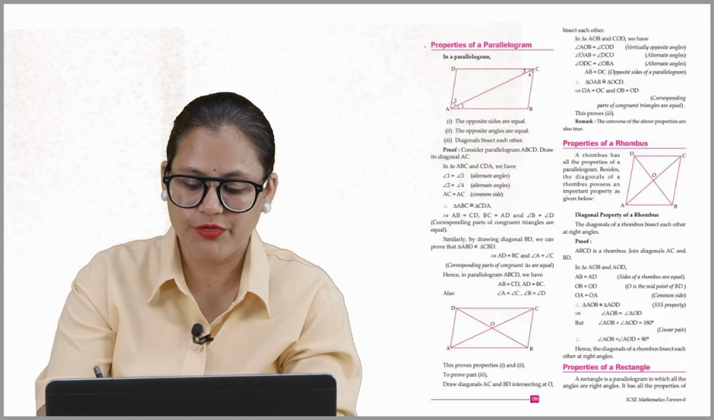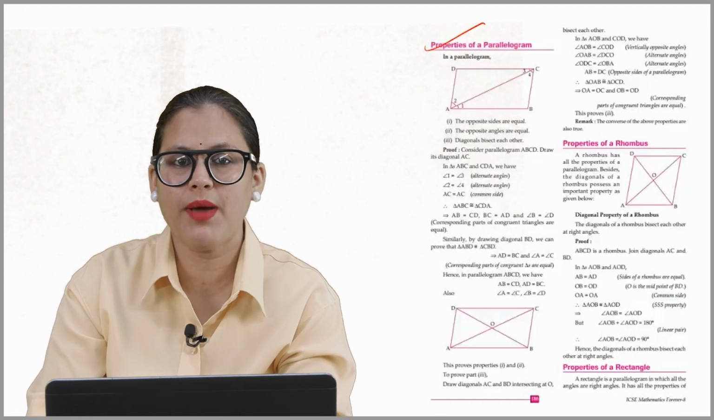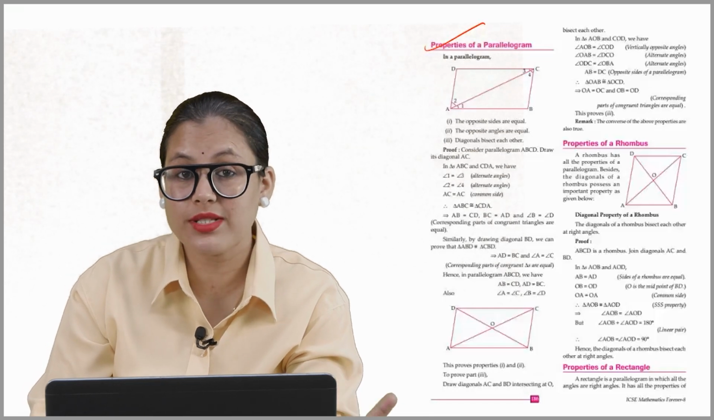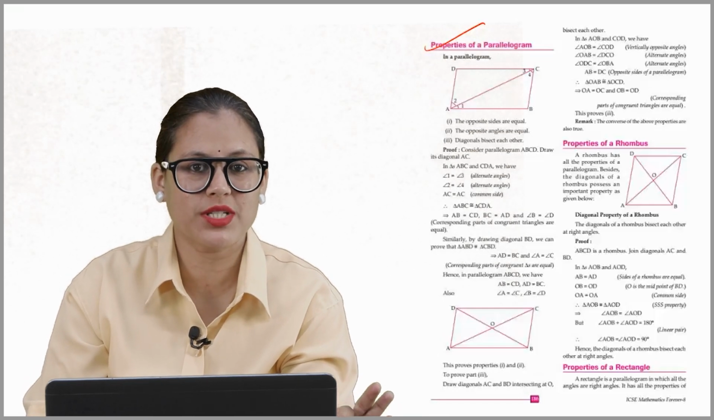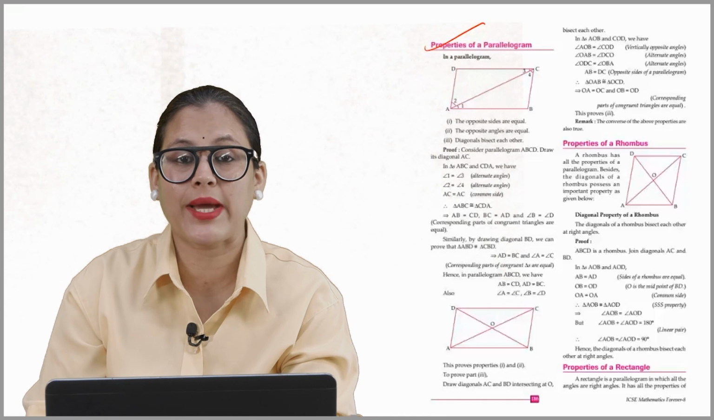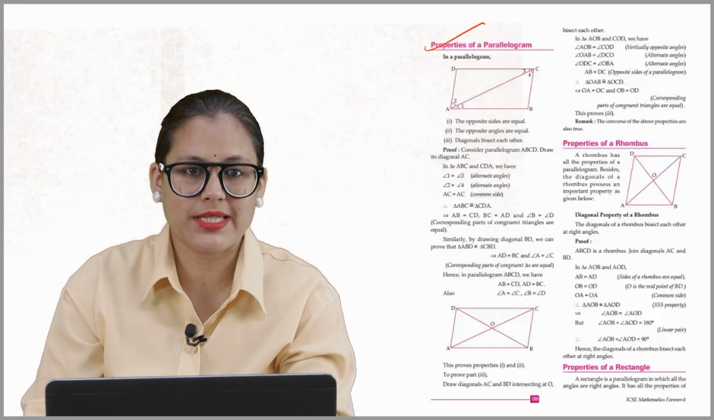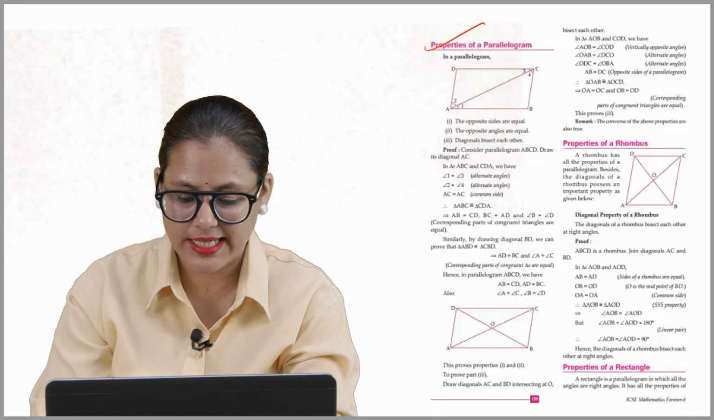Now, properties of a parallelogram. In a parallelogram, here this is a parallelogram. Number one, the opposite sides are equal. Two, the opposite angles are equal, and three, diagonals bisect each other. Proof. Consider parallelogram ABCD, draw its diagonal AC.